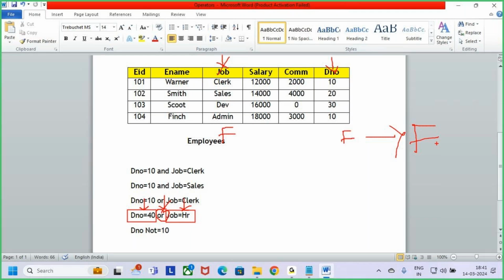So how many rows will get in the output? 0. Why? Because there is no department number 40 and there is no employee working as a HR. So we don't get any data in the output. 0 rows will get in the output.